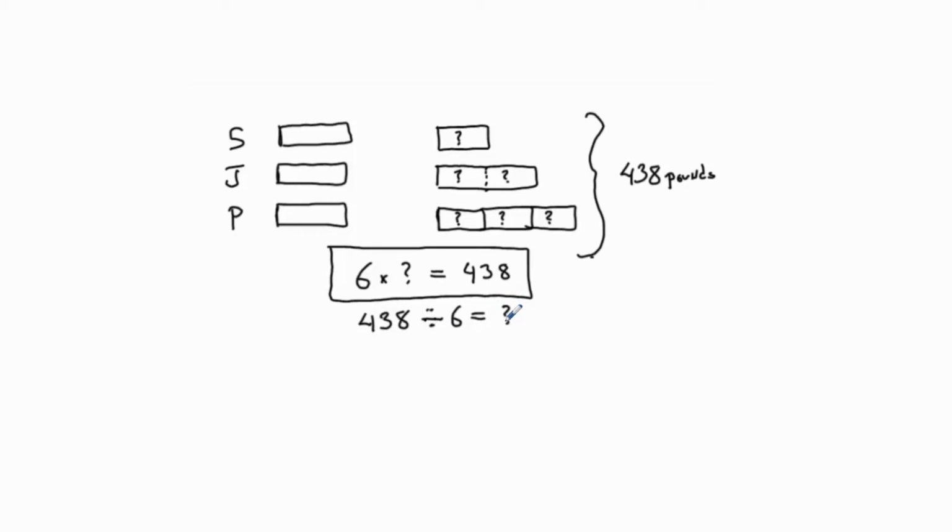Because remember, in this particular problem, the dividend divided by the divisor has got to be the question mark. Then remember that the divisor times the question mark better get you back to the original dividend, which is 438 pounds in this case for the three sisters. So I've got to go ahead and perform this division.